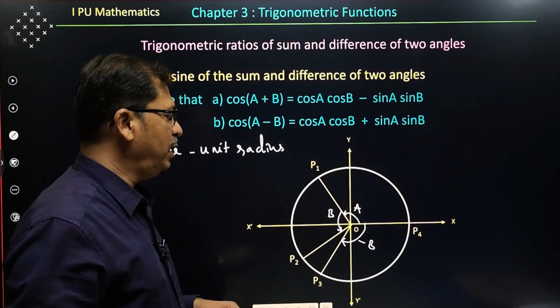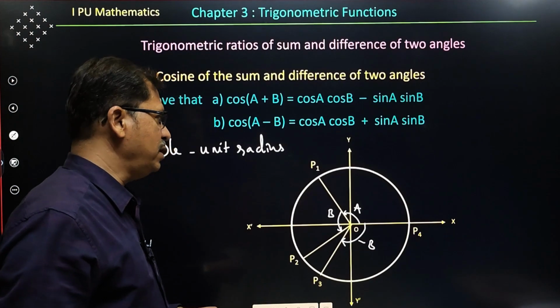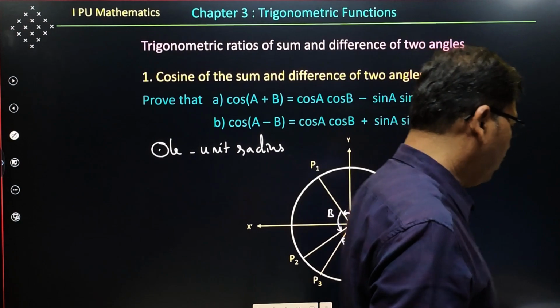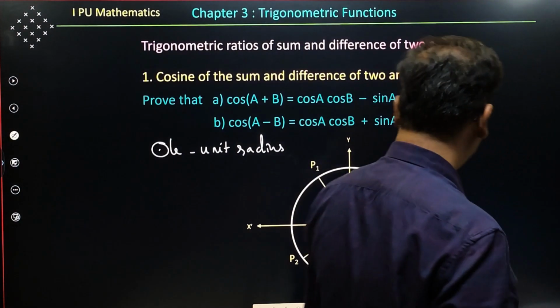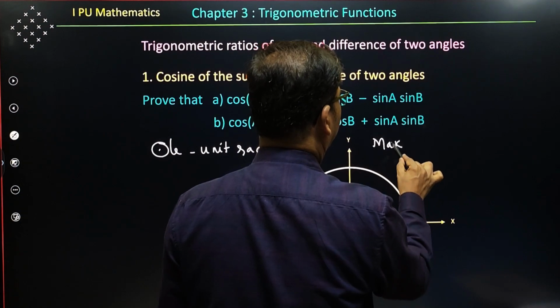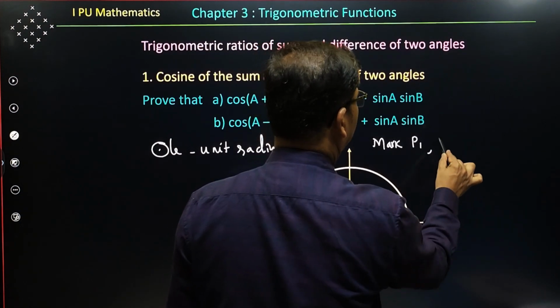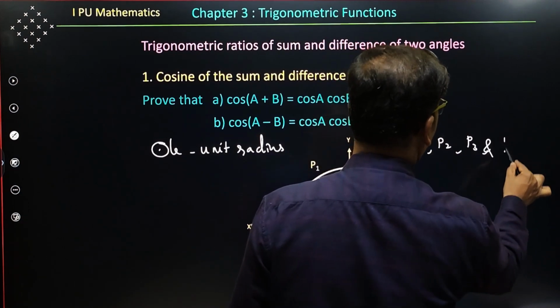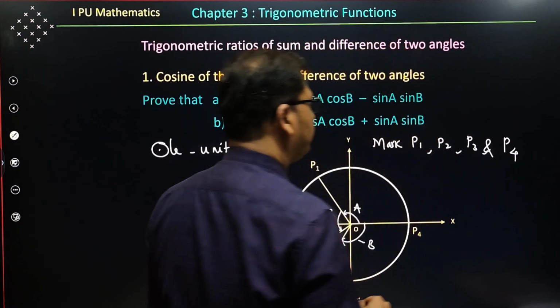So this is what A, B and the things here. Now I have marked the points P1, P2, P3, P4.